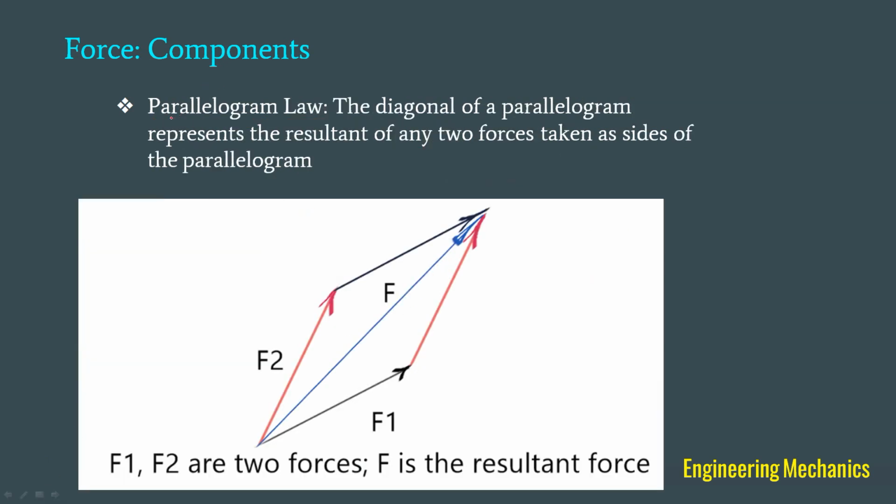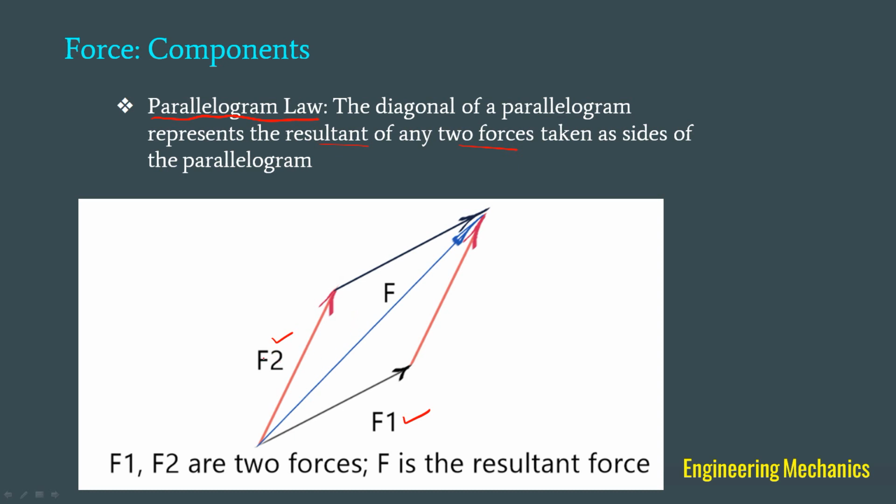Now let us look at another important law that will be used in engineering mechanics, which is called parallelogram law. So what is this law? The diagonal of a parallelogram represents the resultant of any two forces taken as sides of the parallelogram. So here we have a parallelogram. One side of the parallelogram is F1, second side is F2.